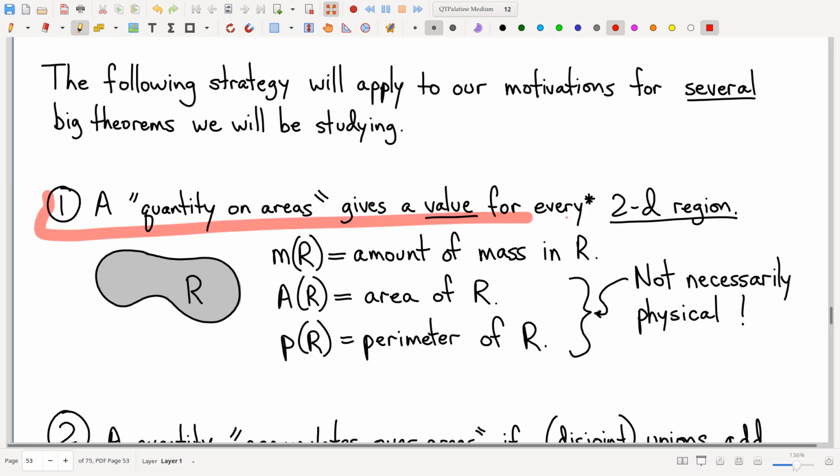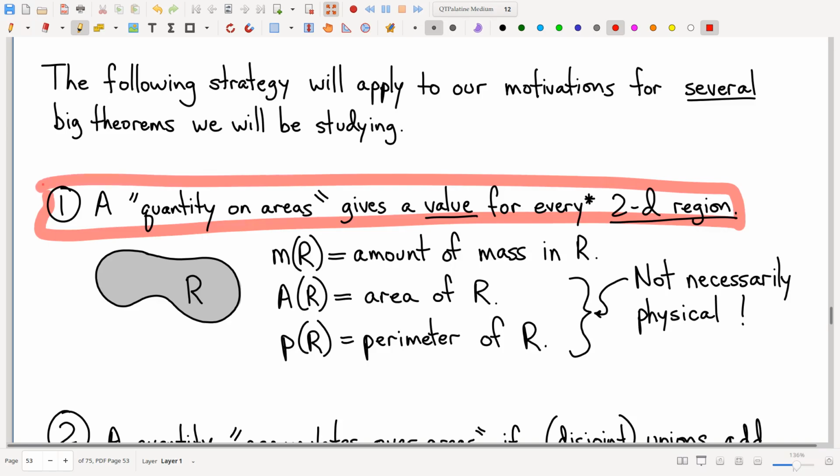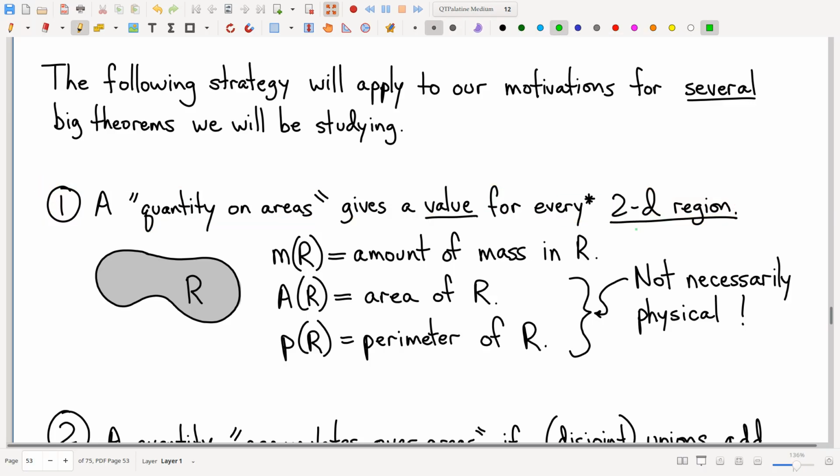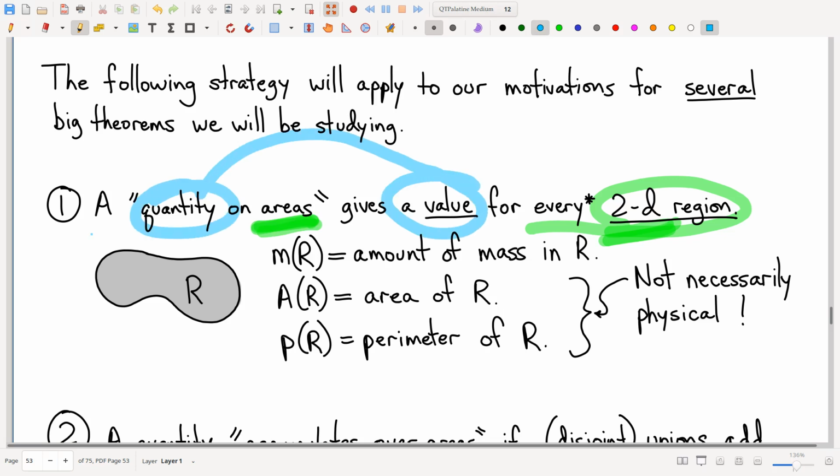I want to define something called a quantity on areas. This is not a deep idea. All we mean by a quantity on areas is that if you give me a two-dimensional region, right? Two-dimensional, because we're talking about areas. You give me a two-dimensional region, a quantity defined on areas just gives me a value that I associate to that area. That's it. You give me an area, I give you a value. This is what we're going to call a quantity.